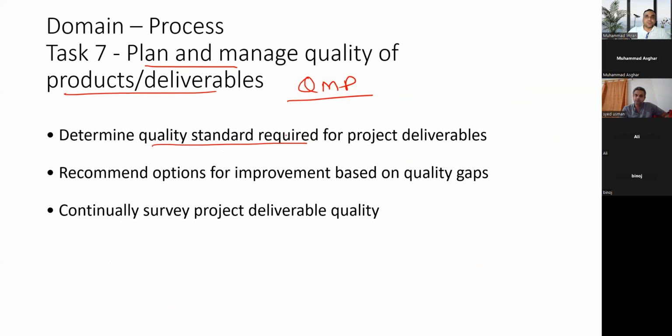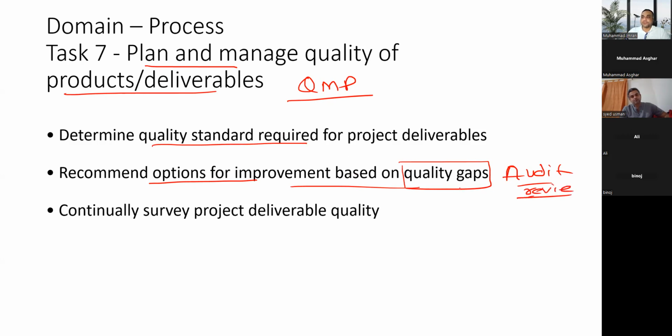It's the customer's choice whether to accept it or not, but you have to provide your responses accordingly. So recommend options for improvement based upon the quality gaps, and quality gaps are always found with the help of quality audits, where we review what is happening. So ultimately, we can improve our performance.